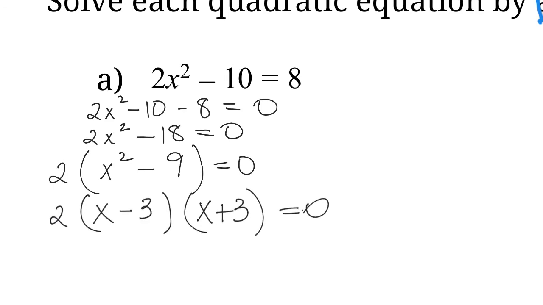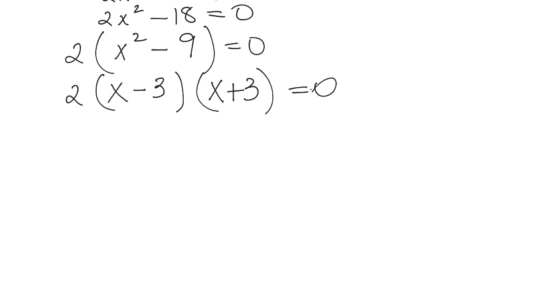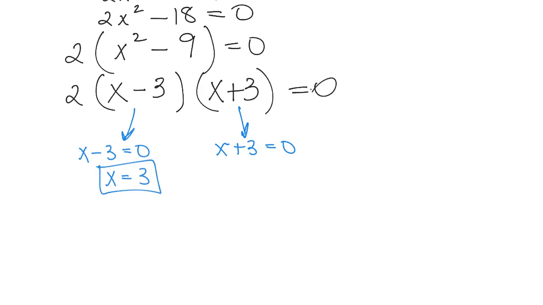So this is the fully factored form of our equation. We were asked to solve, however, so now we're going to go ahead and actually solve for x. Remember that you're going to take each bracket separately and set it equal to 0, and you're going to isolate for x. So one of your answers will be positive 3, and your other answer will be negative 3.